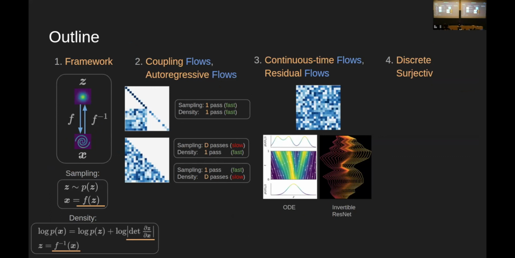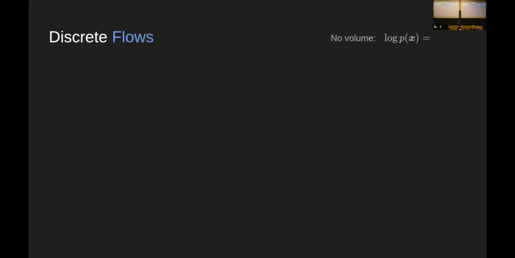And now we'll look at discrete flows and surjective flows. So far, we've only talked about continuous flows, that is, flows on continuous data. But if you have discrete data, how would you use flows for it? One thing you could do is have some discrete bijections and also a discrete base distribution. And in that case, you don't have any notion of volumes. There's no Jacobian determinant in this case. So you just transform your x to the latent space and evaluate the base density there.